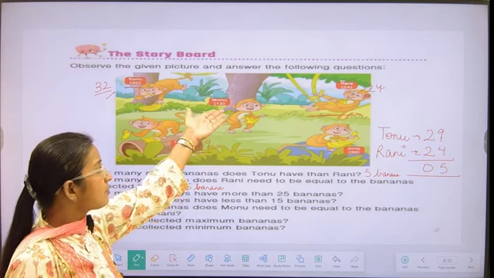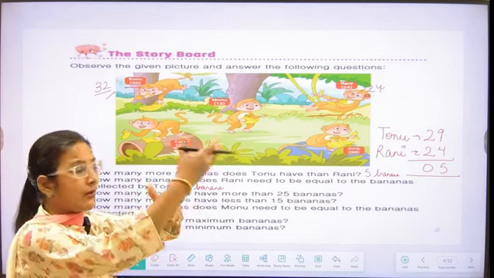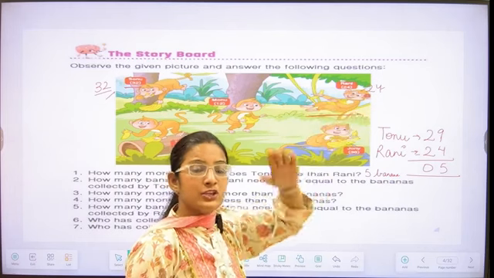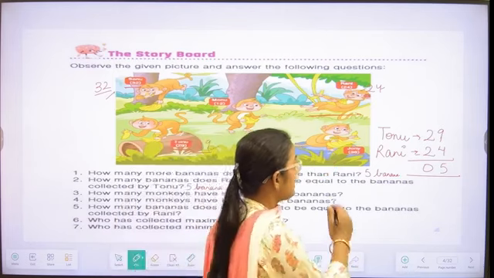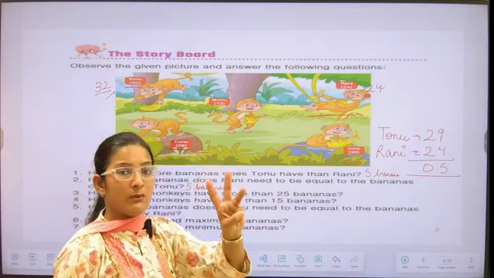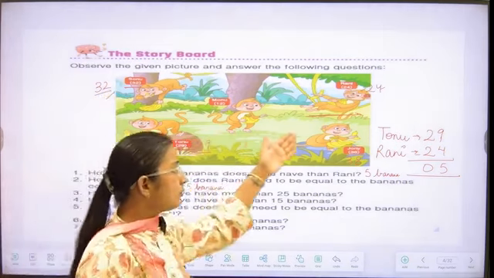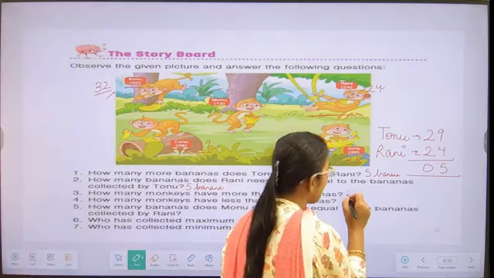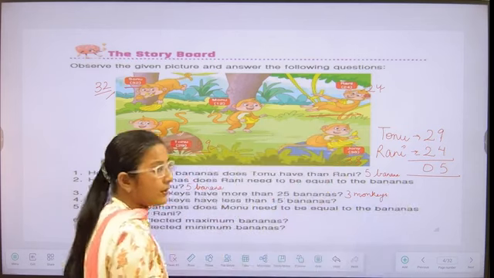Then our next monkey is Monu. Monu has 12 bananas. So he does not have more than 25 bananas. Moving to Rani, she has only 24 bananas. She doesn't have more than 25. Then next is Johnny. And Johnny has 38 bananas. So we can say that three monkeys have more than 25 bananas. One is Sonu, then Tonu, and then Johnny. So how many monkeys have more than 25 bananas? Three monkeys. So we have to write three monkeys for that. Moving to the next one.